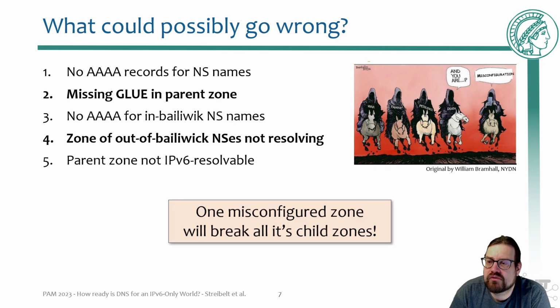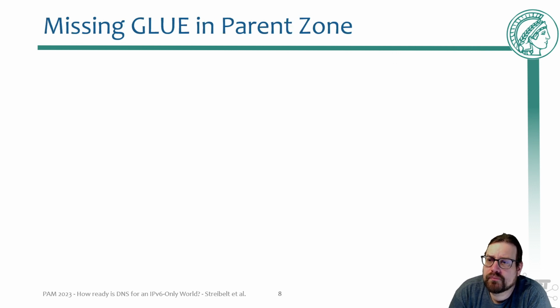Most importantly, from the tree structure of DNS follows that one misconfigured zone will break all child zones in its subtree. Let's now look at examples for cases 2 and 4. The first example is missing glue records.